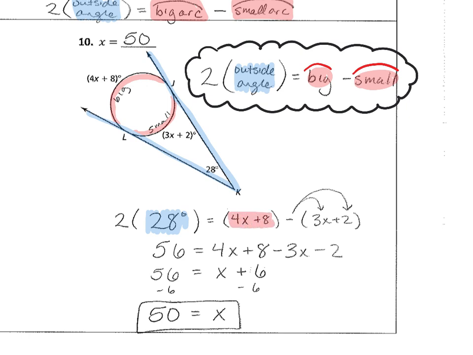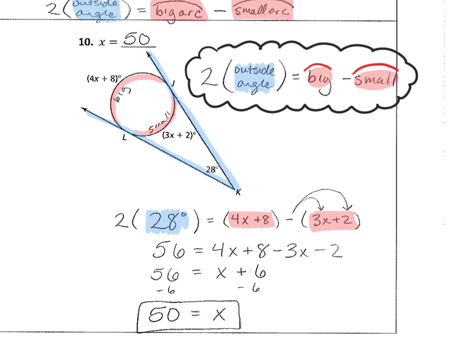4x plus 8. See how I put that right in the spot where the big arc went? What does it say on the small arc? What's that measurement? 3x plus 2. Cool. We didn't have to worry about this when we're adding stuff, but when you're subtracting stuff, there's a distribution moment. This little minus sign needs to be distributed to everything inside that parentheses if there's more than one thing.